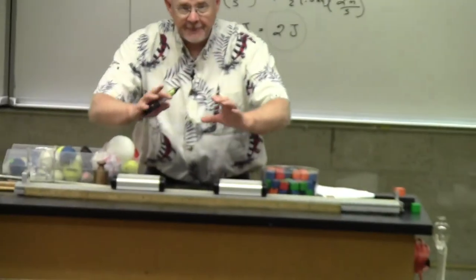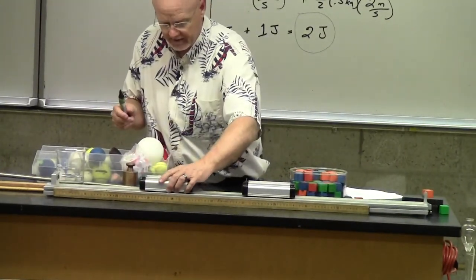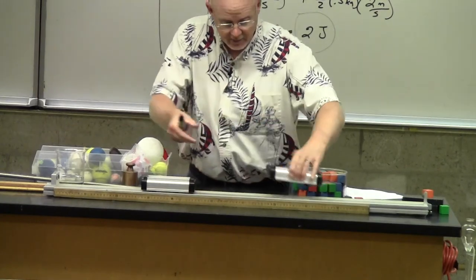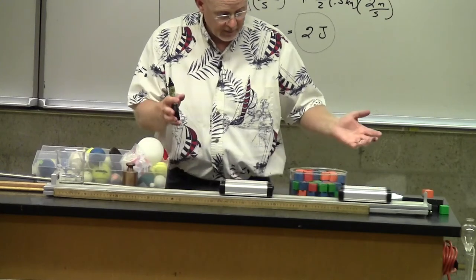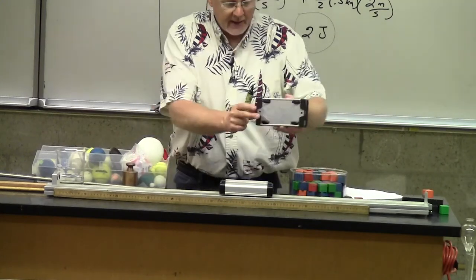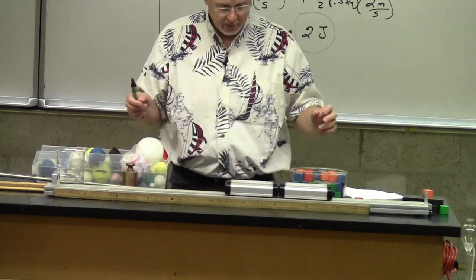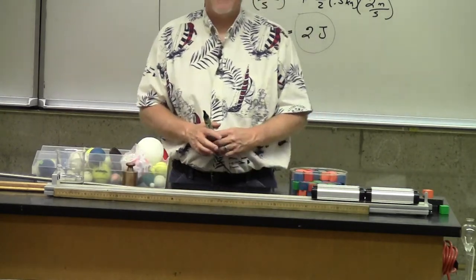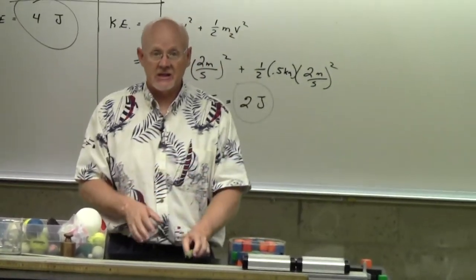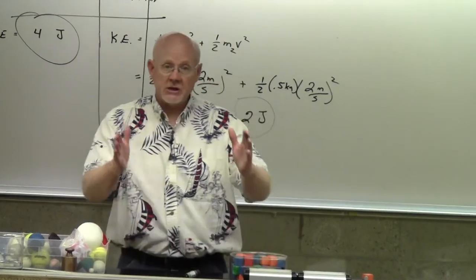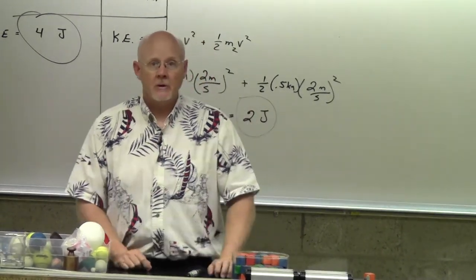What is the difference between this collision, where it bounces off, and this collision, where they stick? And of course, the answer is they actually touch each other here where they stick. These two pieces of plastic actually run into each other.